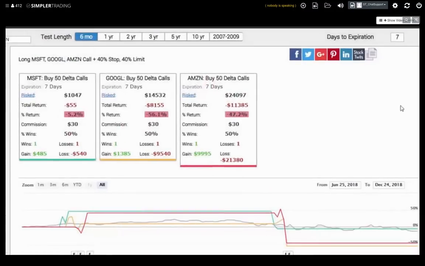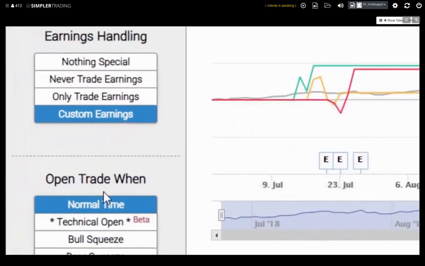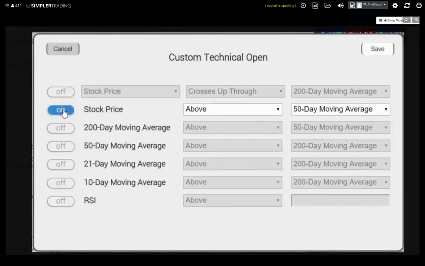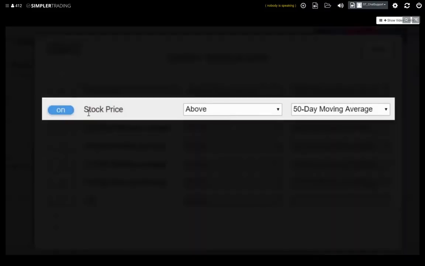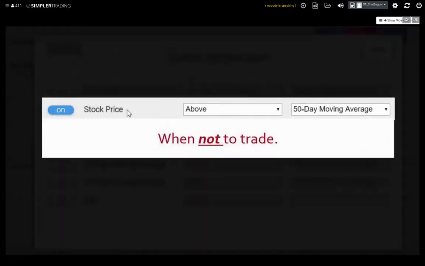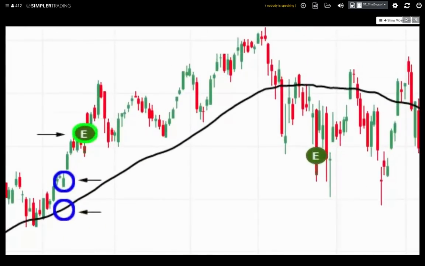We're going to apply a technical trigger. We will go down to a technical open rather than normal time. And all we're going to do is enter this trade 7 days before earnings if and only if the stock price is above the 50-day moving average. That's it. We're going to do the same trade, but only if the stock price is above the 50-day moving average. For those of us that are more visually inclined, this is exactly what we're doing.